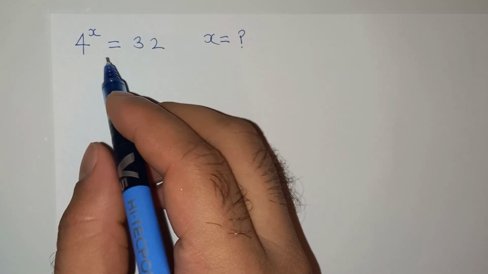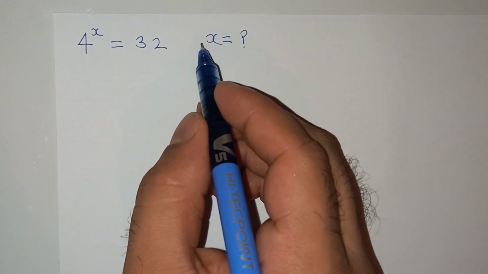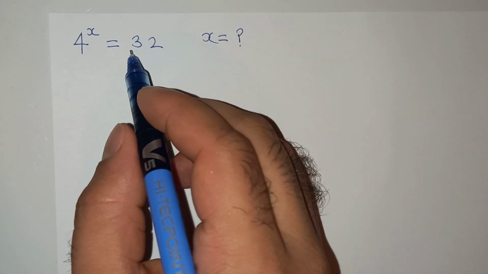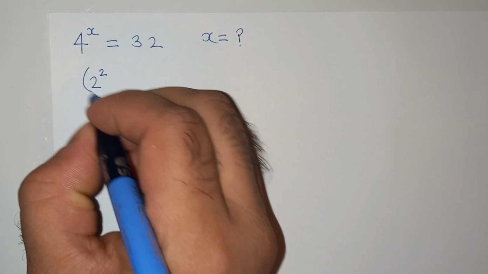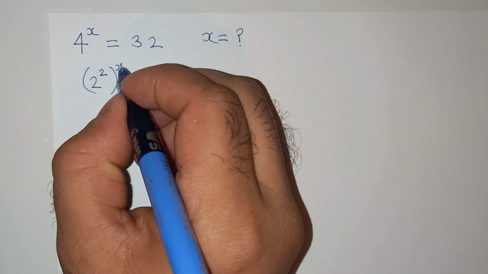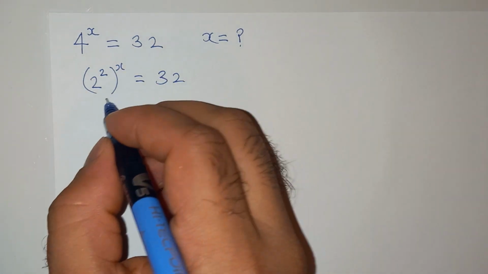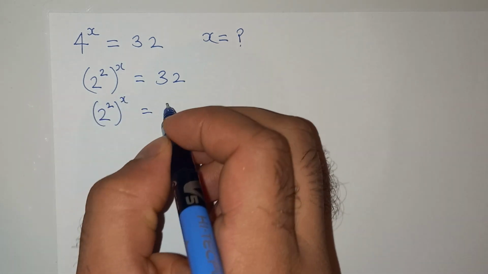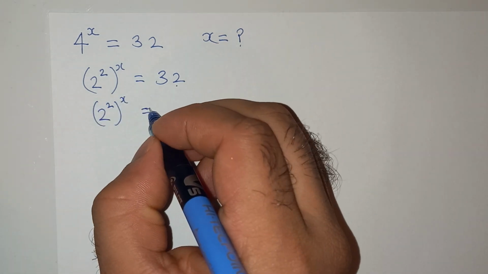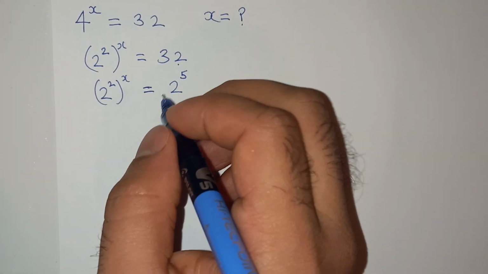We are going to solve this question today, which is 4 power x equals 32. We have to find the value of x. How to solve this question? Okay, so this 4 can be written as 2 square. This will be 2 square power x equals 32, and this 32 can be written as 2 power 5, right?